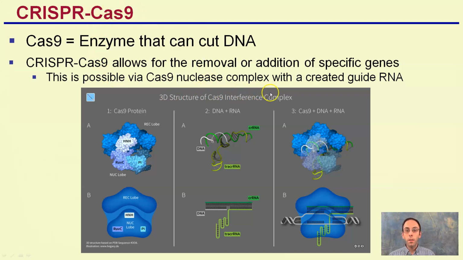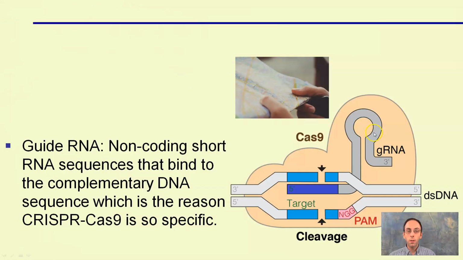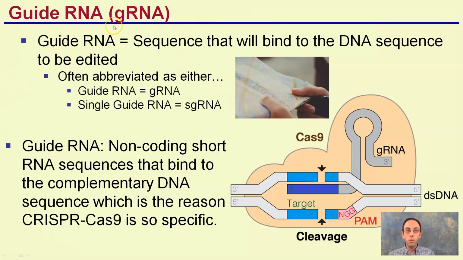This is a complex that's created with guide RNA. So the Cas9 in this image is kind of like the blue areas that you see, and the guide RNA is kind of the green areas here, and you'll see that through some of the other images in this presentation. So this guide RNA, this gRNA, is sequences that will bind to the DNA sequence to be edited. It's often abbreviated as little g RNA, or single guide RNA, sgRNA.